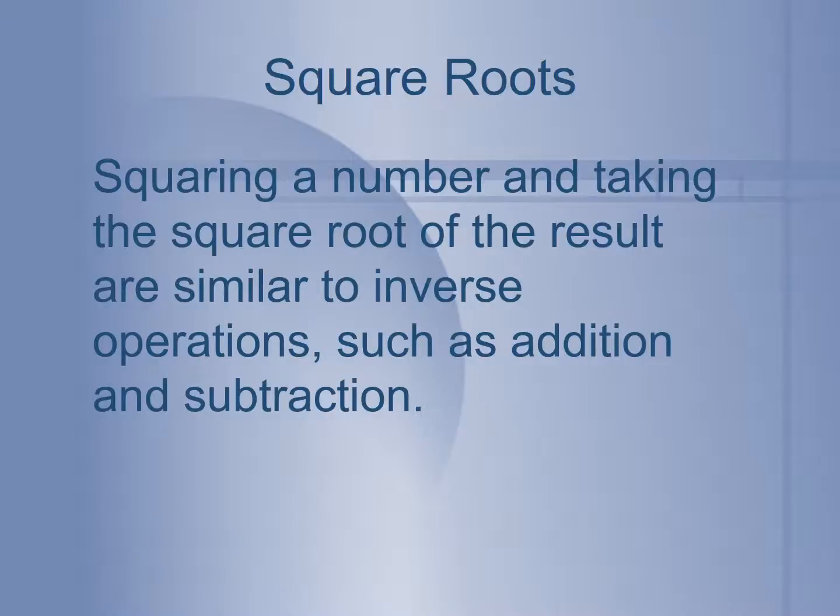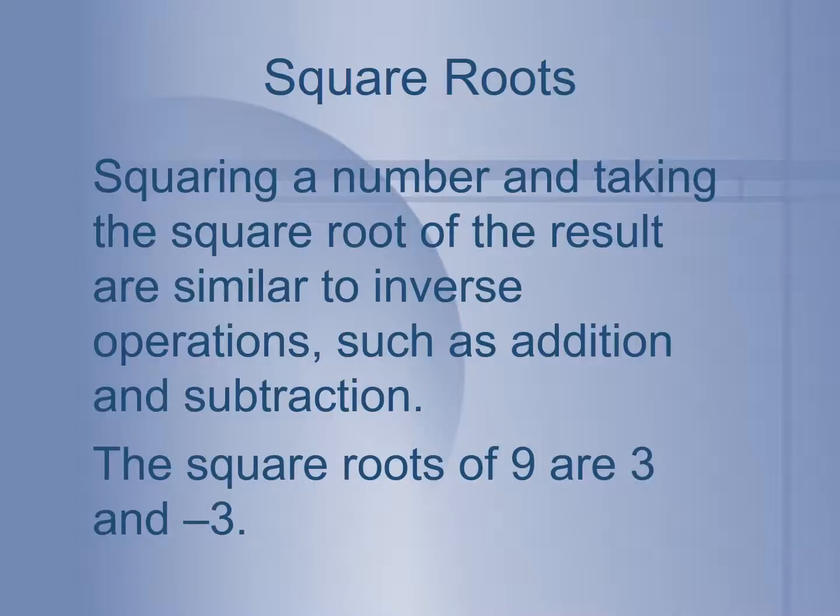So squaring a number and taking the square root, those two operations are inverse operations. They undo each other. Just like addition and subtraction undo each other, and multiplication and division undo each other, squaring a number and taking the square root of a number are inverse operations. So if we wanted to find the square roots of 9, we would have 3 and negative 3 because 3 squared is 9 and negative 3 squared is also 9.